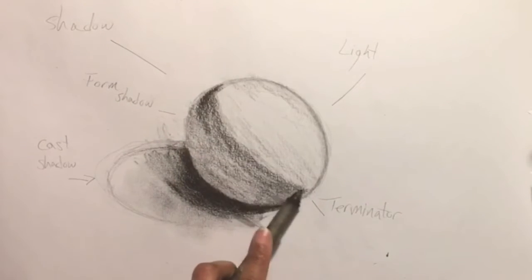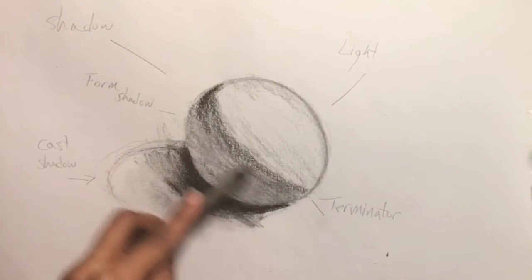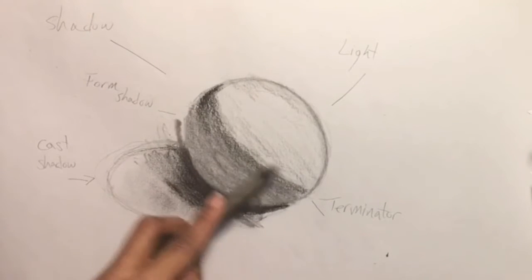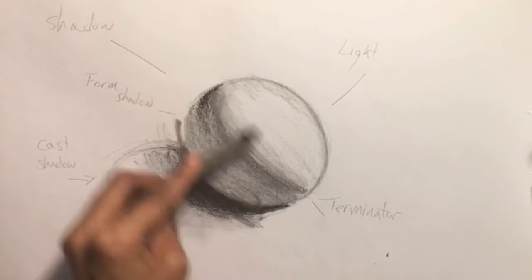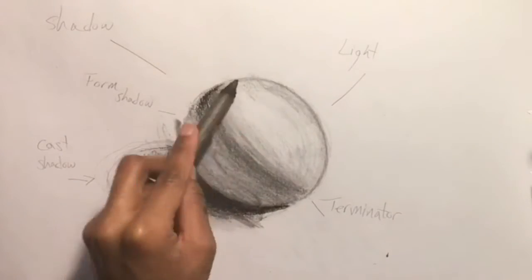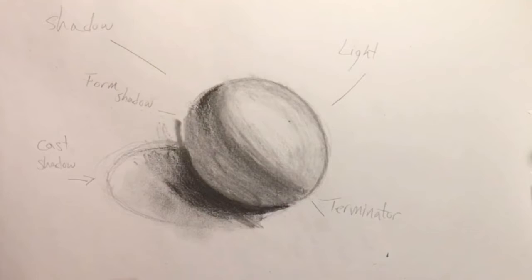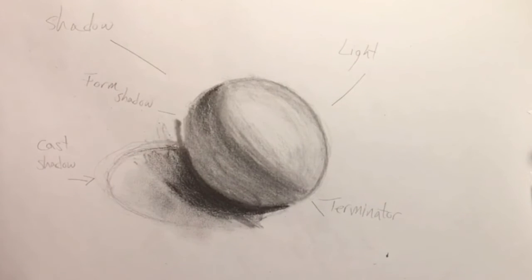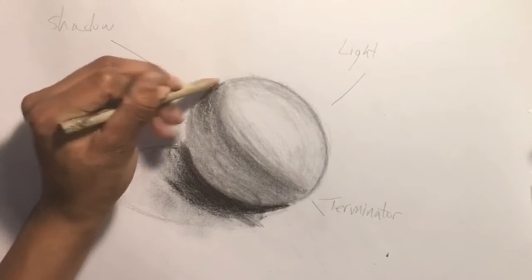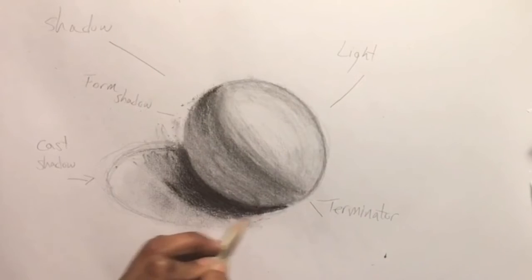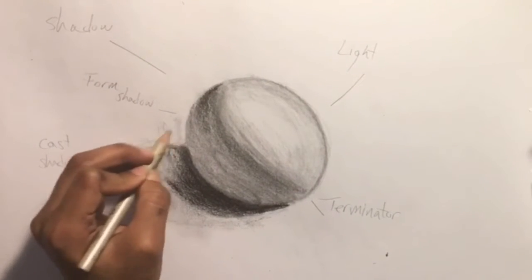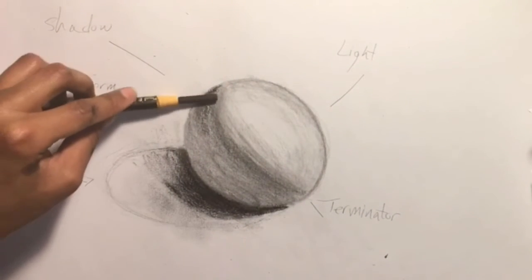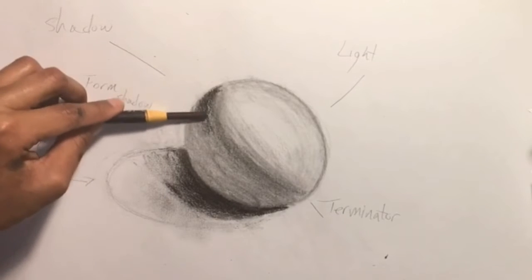The Terminator, or Bedbug Line, is the area where the form transitions from light into shadow. As you see on my paper, I have drawn a curved line in the middle of my dark and my light. That is where the Terminator is located. It occurs where the light rays from the source are tangent to the edge of the form. If it's a soft indirect light, the transition from light to shadow at the Terminator will be more gradual.